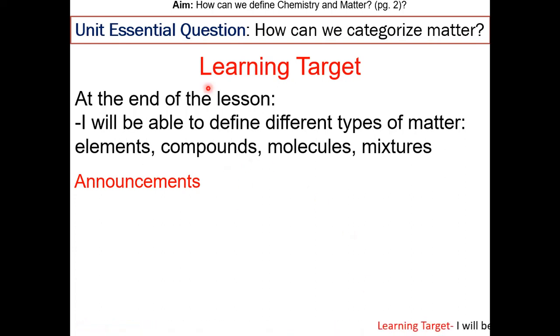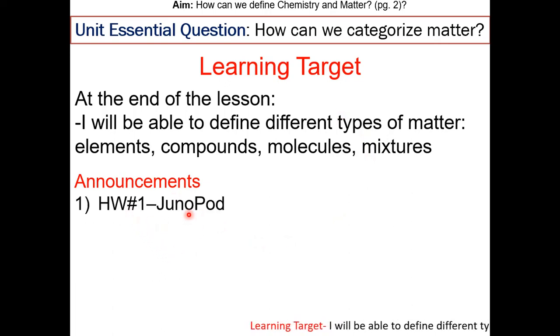The learning target of this lesson is: at the end of the lesson, I'll be able to define different types of matter, elements, compounds, molecules, and mixtures. For announcement, homework number 1 will be a Junipod based off this lesson.